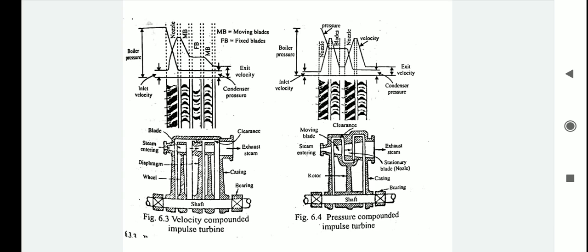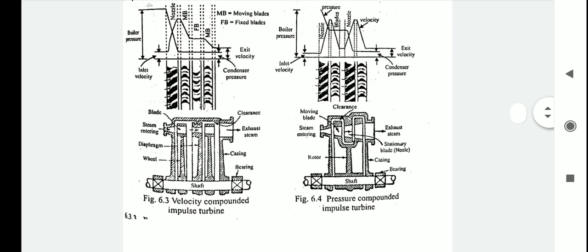In this turbine, a row of fixed blades, which acts as a nozzle, is provided at the entry of each row of moving blades. The total pressure drop of the steam does not take place in a single nozzle, but is divided among all the rows of fixed blades, which act as nozzles for the next moving blades, as you can see from figure 6.4.